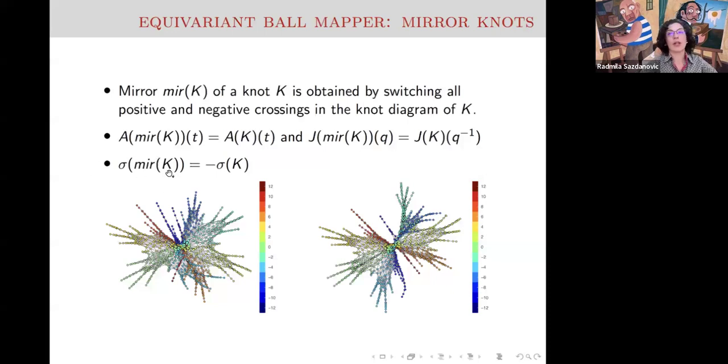The signature of a mirror knot actually has the opposite sign to this one. So on the left side here, you see ball mapper. That's just the standard ball mapper. And on the right-hand side, you see the equivariant one. So I think the pictures illustrate the algorithm and speak for themselves.